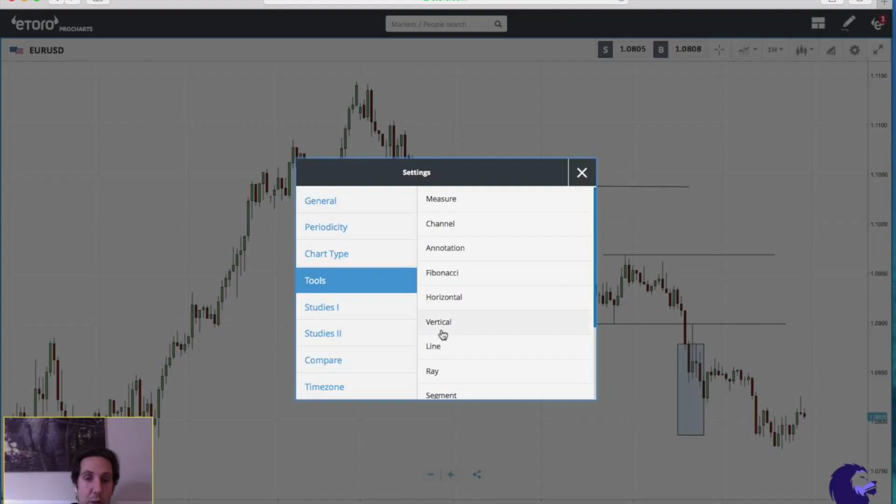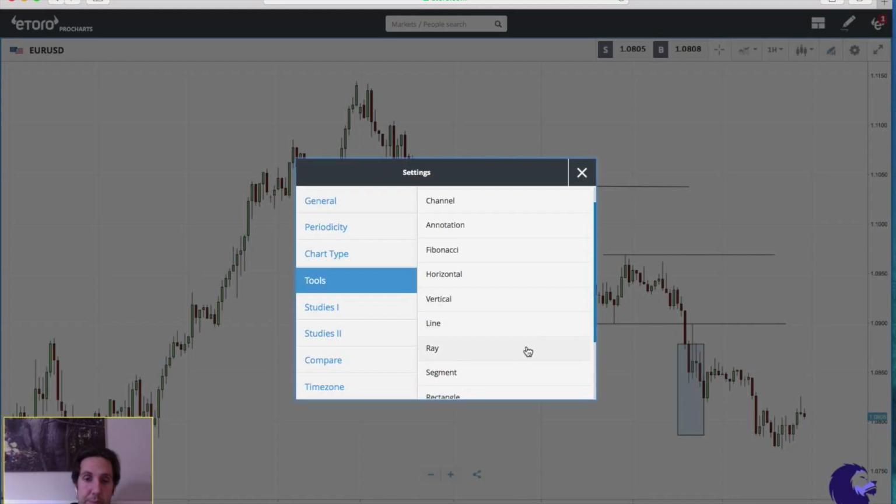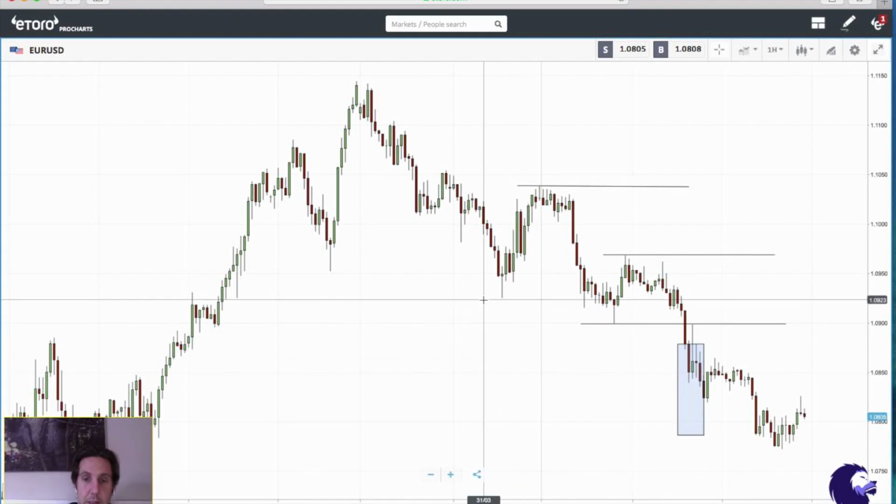Wait, I draw one more segment. No segment. Yeah, here you can see the price made a fake break. Why? Because the price was going down, it broke and closed below, but then came back up, so it was a fake breakout.